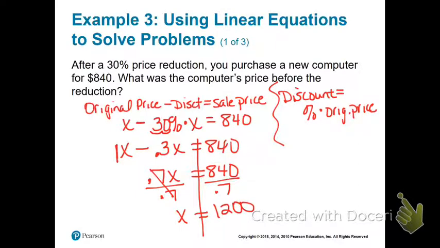Does that seem reasonable? Yeah, it's a nice discount, 1,200 to 840. It's not too big. I mean, if it was like double the price of it, that would be more than a 50% discount, so we know we'd be wrong. So 1,200 is probably about 30%. So I think our answer is reasonable. So the original price is $1,200.